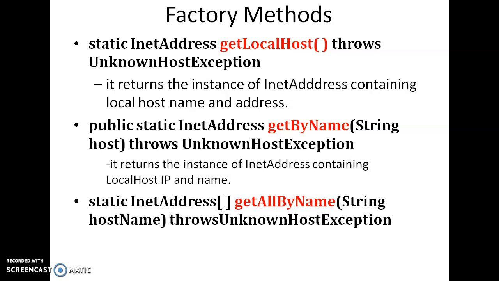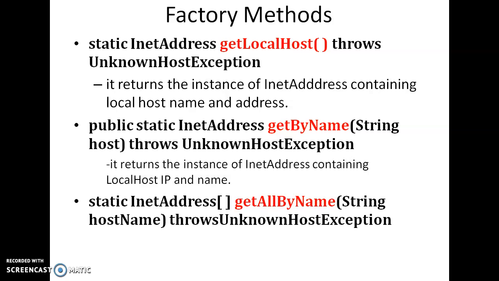There are a total of 3 factory methods. First, getLocalHost. It returns the instance of InetAddress containing the local host name and address. The next method is getByName. It returns the instance of InetAddress containing the host IP and name. And the third one is getAllByName. It will retrieve an array of instances of the InetAddress class which contain the IP addresses.